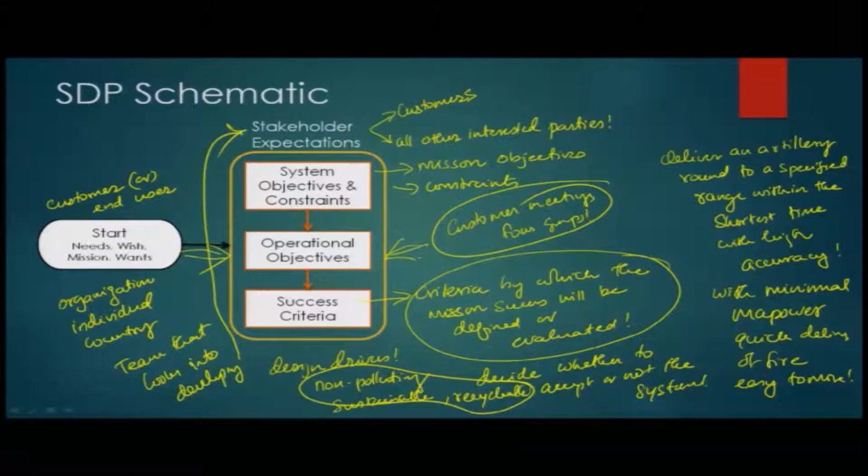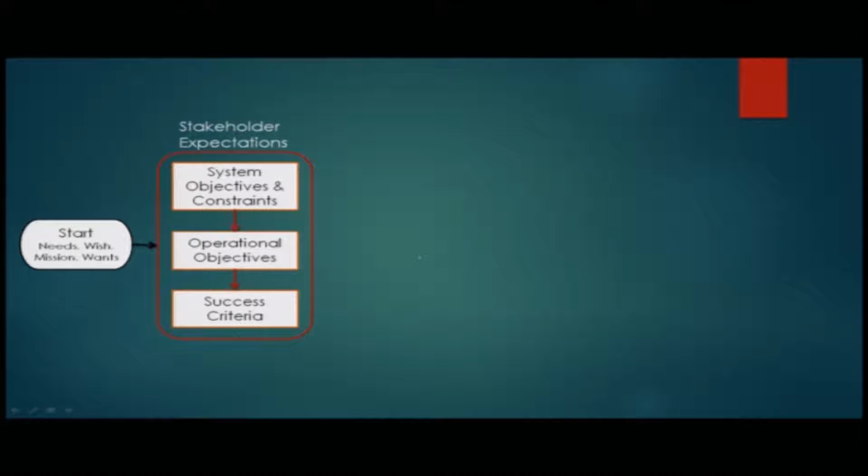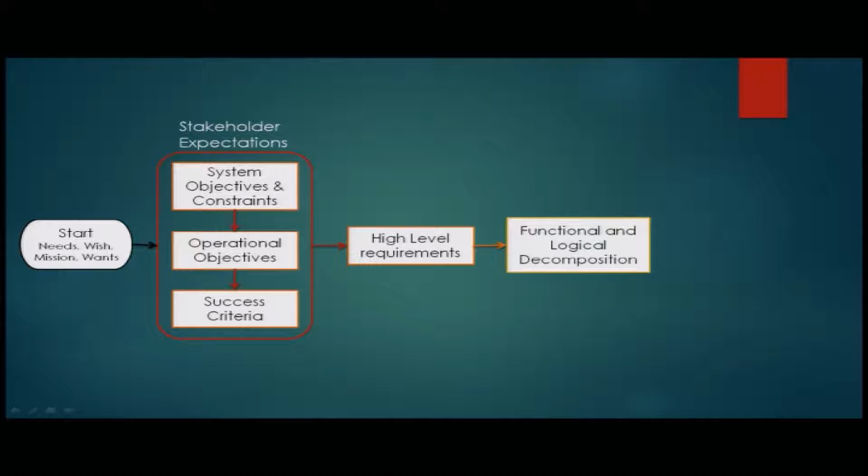Once the stakeholder expectations have reached some level of maturity, then from there, as we have already seen, we derive something called the high level requirements, and from the high level requirements that gives rise to what we call the functional and logical decomposition. If you remember, this is one part of the 4 interdependent, iterative and recursive processes. The high level requirements are the requirements of the system. These are the system requirements.